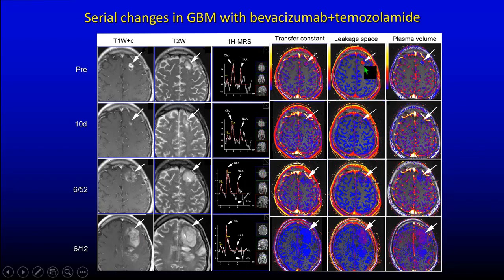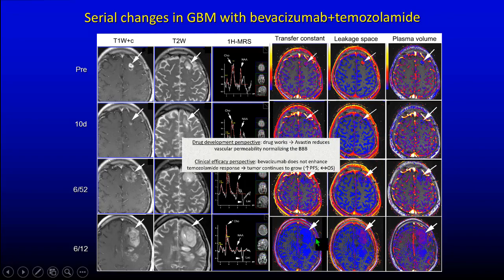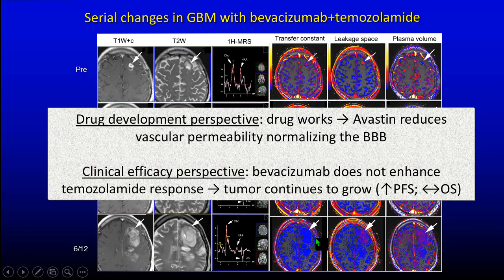But if you look at the leakage space, you'll see the leakage space actually goes down, the vascular permeability goes down. That's strange. Is the drug working? Yes, it is. What is the drug supposed to do? The drug is working. It's supposed to reduce vascular permeability, and we can detect that. From an efficacy perspective, is the drug working? The answer to that is no, because despite shutting down the vasculature, the tumor is very much alive.